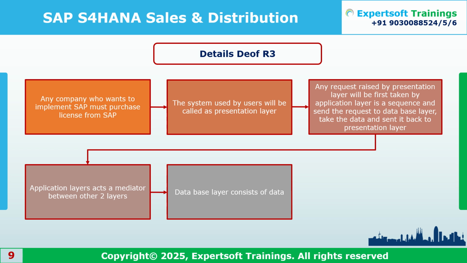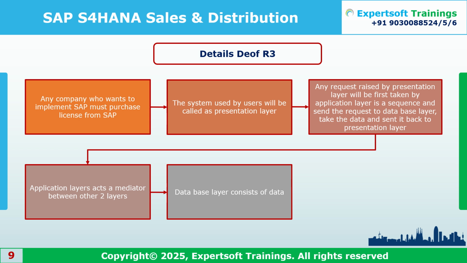And the details of R3 architecture, as I told earlier: any company that wants to implement SAP needs to purchase the license from SAP Labs. The license will be given based on the number of users. If the number of users is more, the price per user will be a little lesser. If the number of users is less, they will charge a higher price.